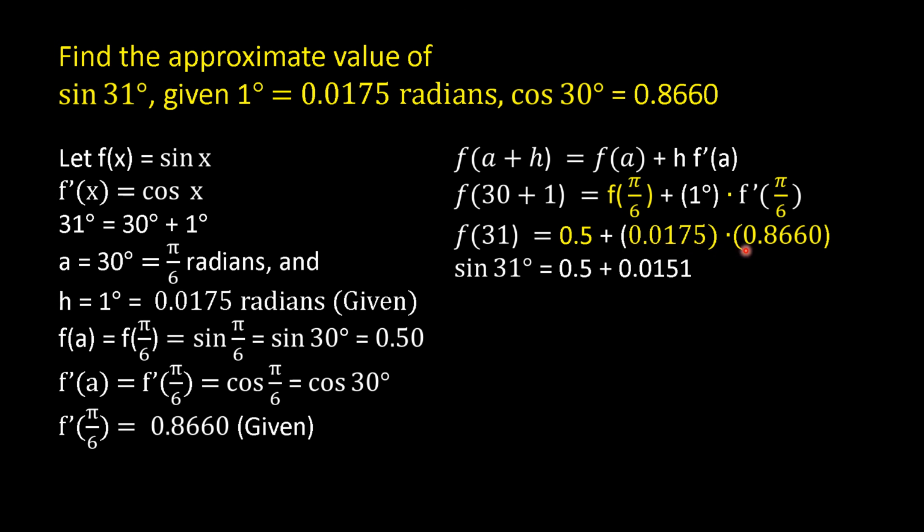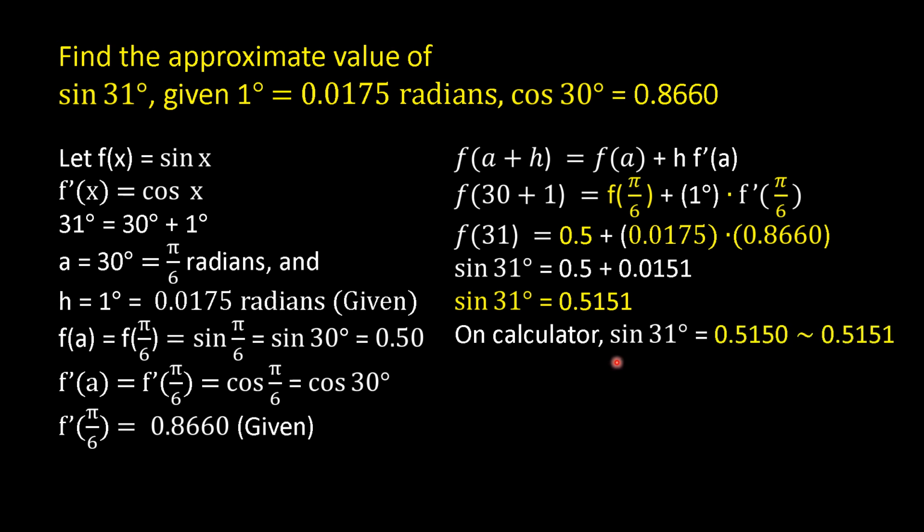0.0175 multiplied by 0.8660 will be 0.0151. So we get sine 31 degrees as 0.5151. On calculator, we will get sine 31 degrees as 0.5150, which is quite close to 0.5151.